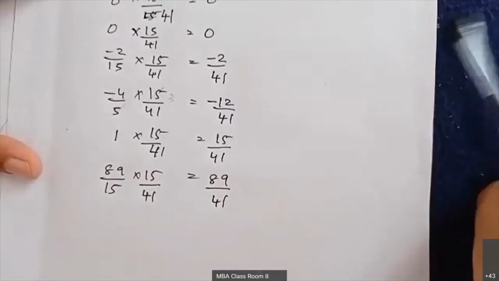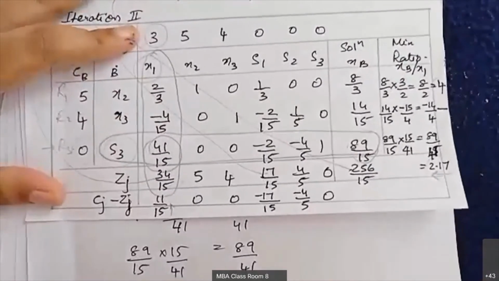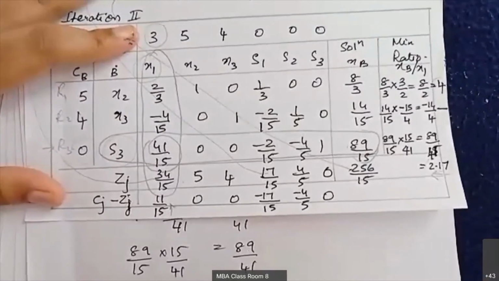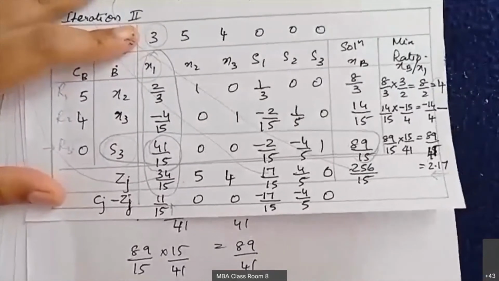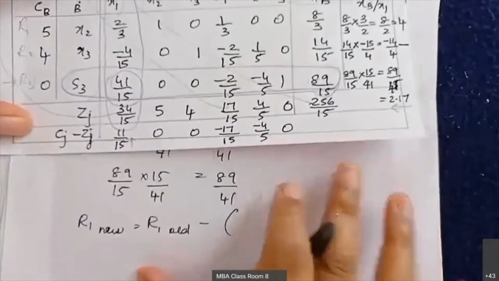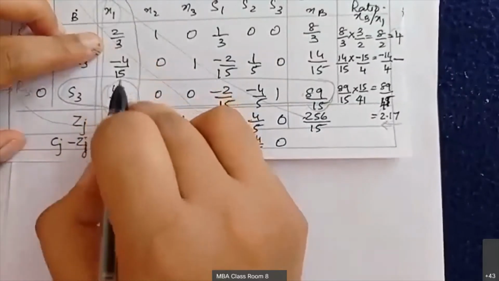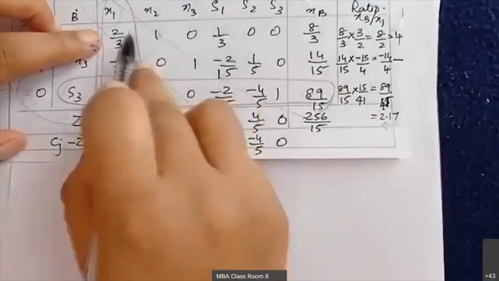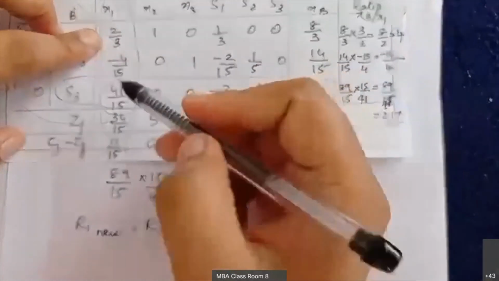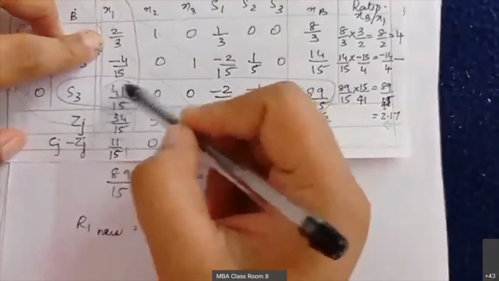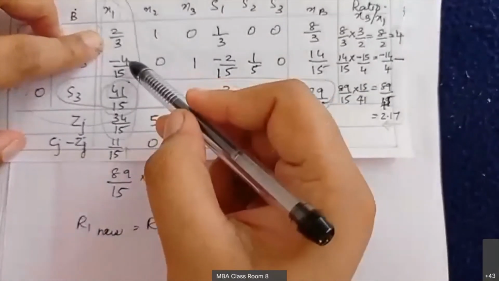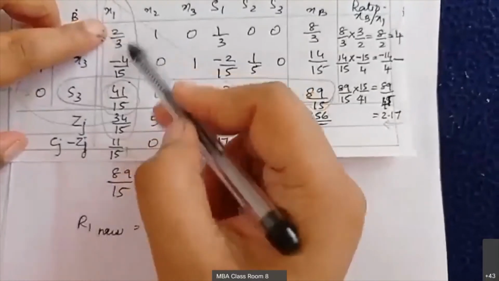Yeah, correct. Now the next operation is for R1. Is it clear? Tell me how R1 will change. R1 new is equal to R1 old minus the number above or below the key element. This is the R1 row. Which number should I take? I am considering the first row here. The key element is 41. So which element should I consider, 2 by 3 or minus 4 by 15? 2 by 3, because I am considering the first row.